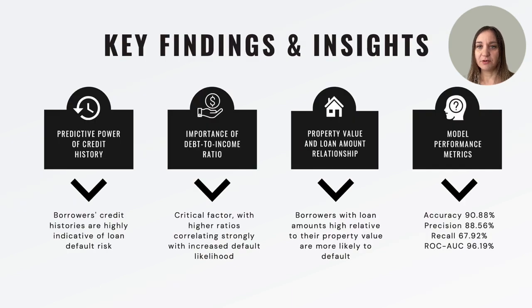In the analysis, I discovered three main insights that stand out. First, a borrower's credit history is a strong indicator of the likelihood to default. It's like looking at the financial track record. Secondly, the debt to income ratio is crucial. When people owe a lot more money than they are making, they are more likely to struggle with payments. Lastly, the size of the loan compared to the value of the property matters. If the loan is a big chunk of the property's value, there is a higher risk they won't pay it back. And the numbers back this up. The model is really accurate, at almost 91%.